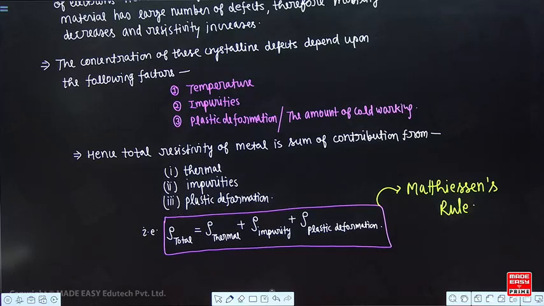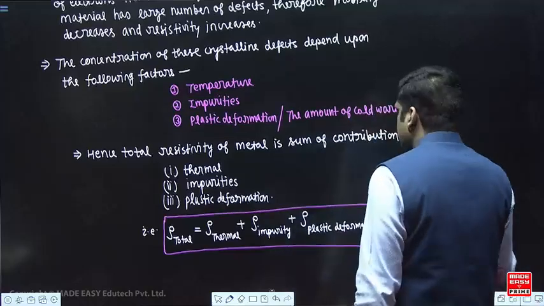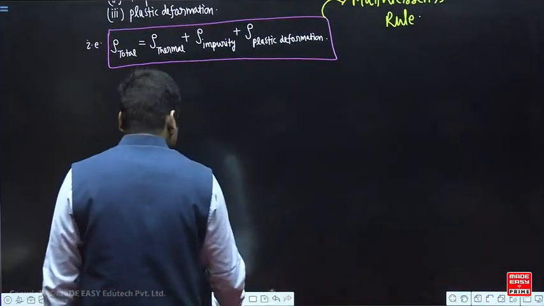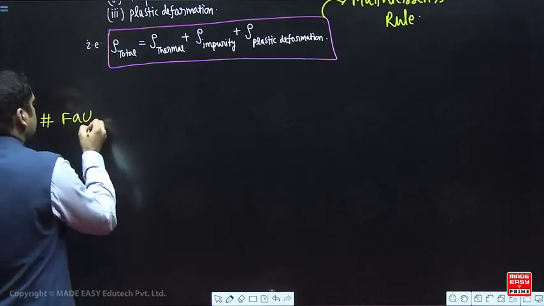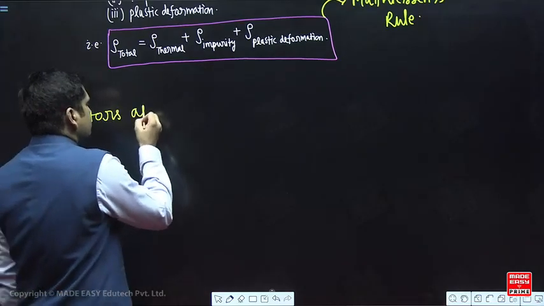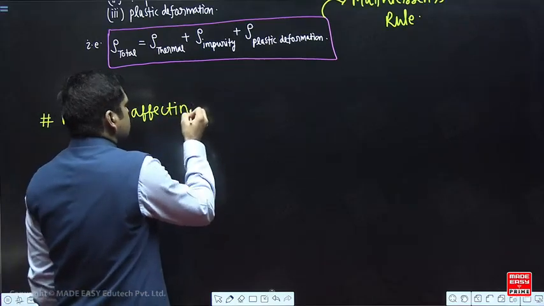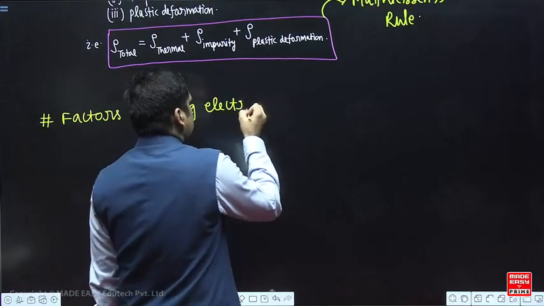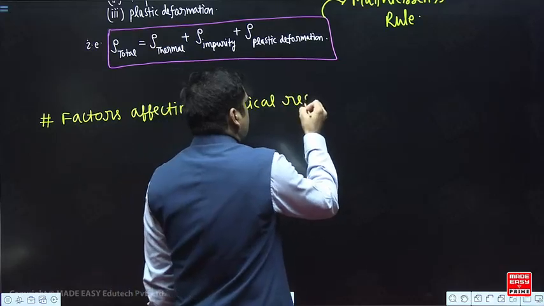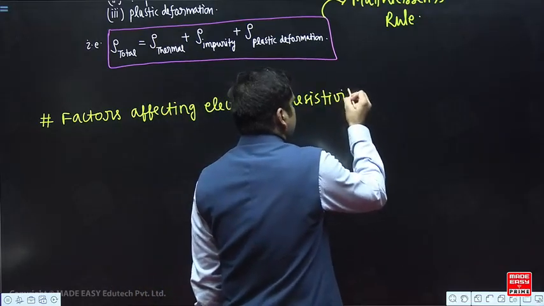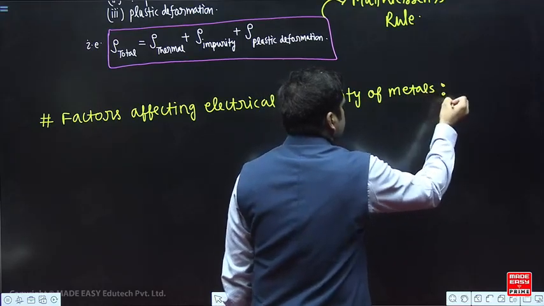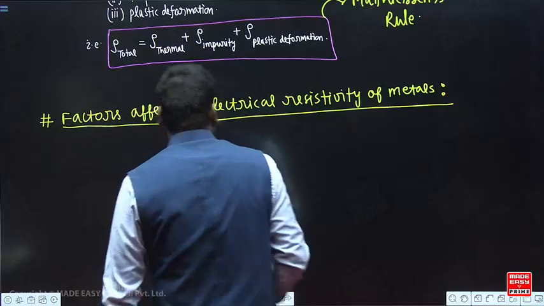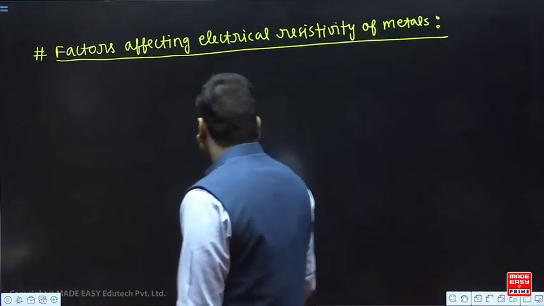Now we would be discussing each and every factor individually. So let us discuss factors affecting electrical resistivity of metals. First factor is temperature. The very first factor is temperature.